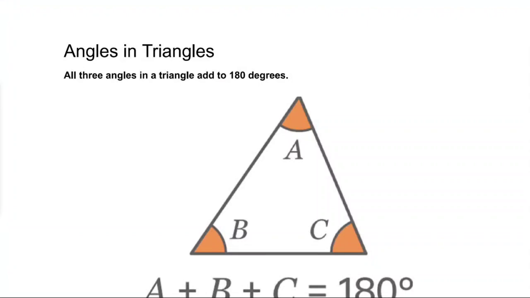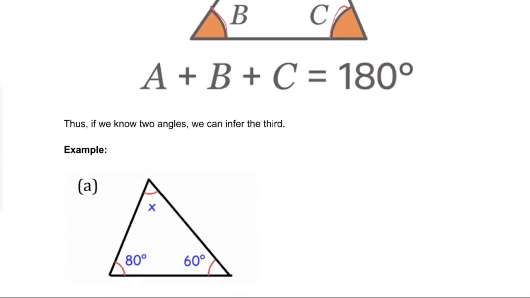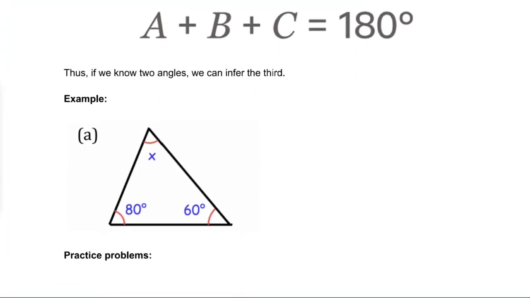In this video we'll be looking at angles in triangles. So the key fact of this lesson is that all three angles in a triangle add up to 180 degrees. So these are our angles. You've got angle A, you've got angle B, and you've got angle C. If we add up each of these, it's always going to equal 180 all the time. So that means if we know two of the angles, we can infer the third.